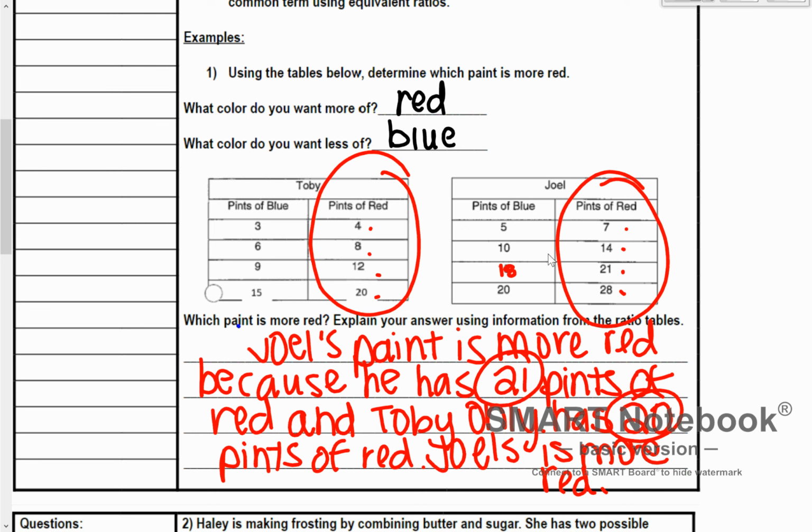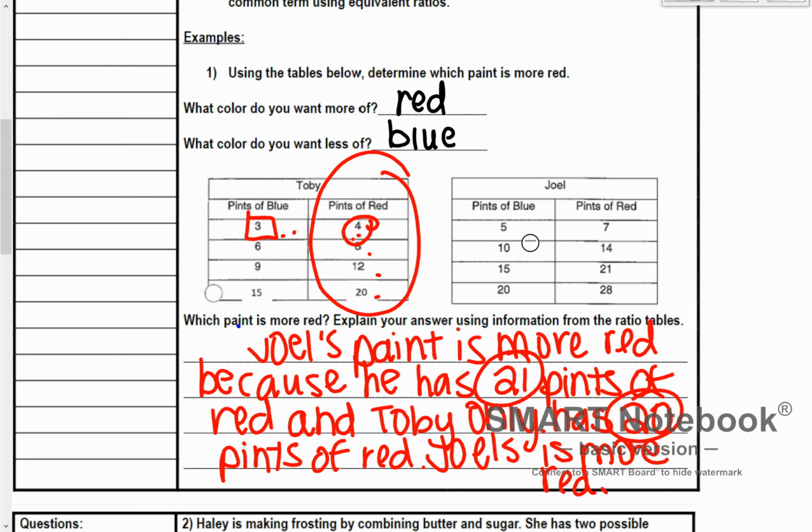If there was a number that was the same, again, we could compare because we want less blue. So for example, let's say that there was 4 pints of red, and we could compare these 4 to these 4. In Toby's, there would be less blue than in Joel's. So that would mean Toby's would be a more red color because he's got less blue in it. Okay, but we have to have that common number in order to compare. But in this example, we wouldn't have a common one in the first column or the second column. Then that's when it gets tricky.